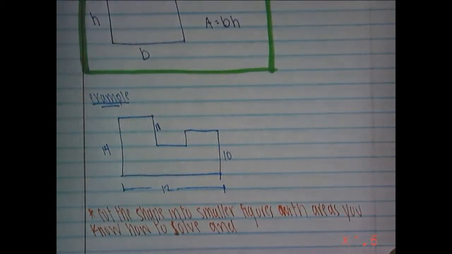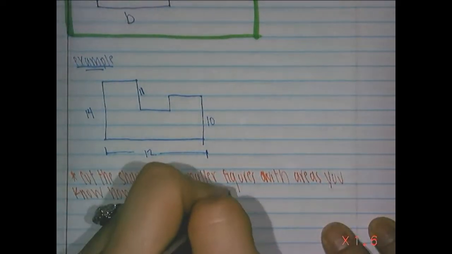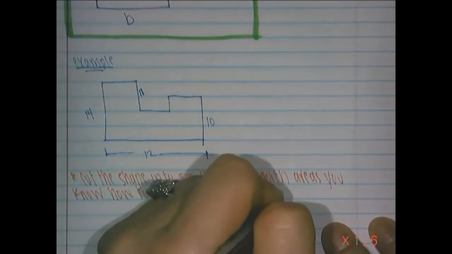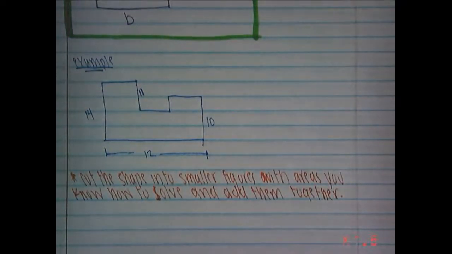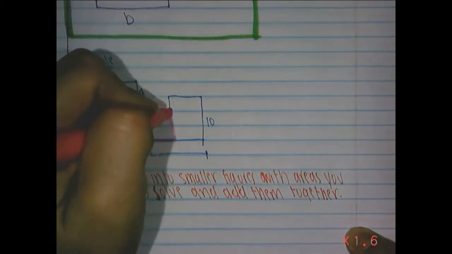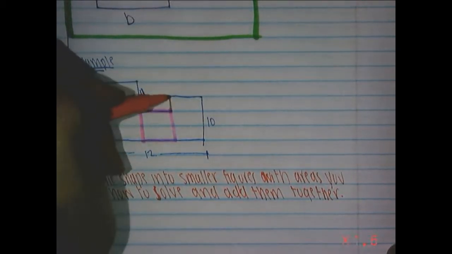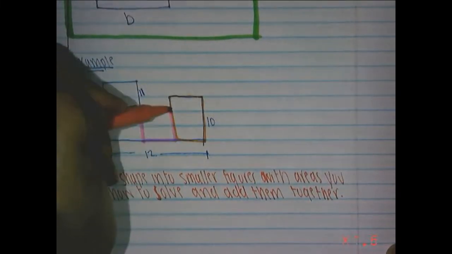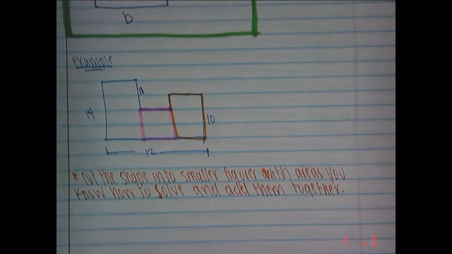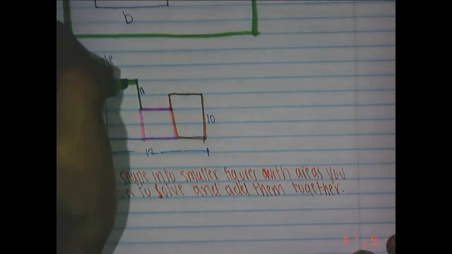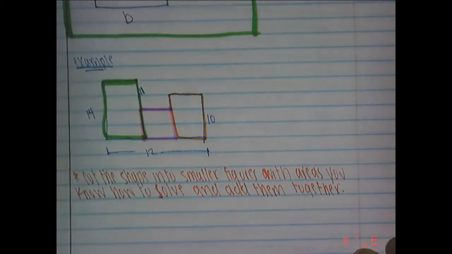And add them together. Okay. So let's go ahead and do that. Let's cut them into smaller figures. I'm going to go ahead and cut this one into a figure. I'll cut that into a smaller figure. And then that into a smaller figure.